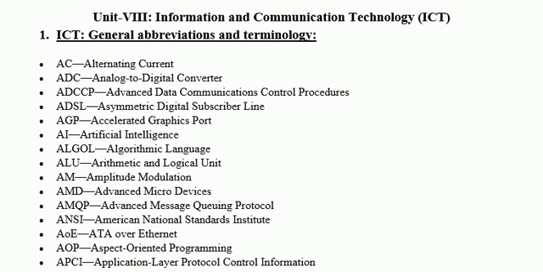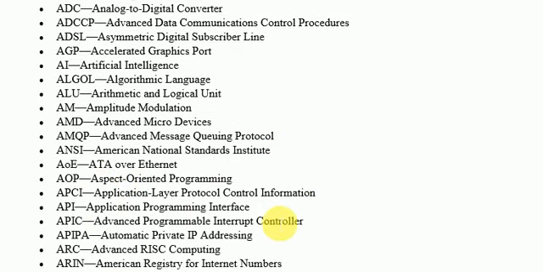The next one is AOP. AOP stands for Aspect Oriented Programming. It is one type of programming. Then the next one is APCI, Application Layer Protocol Control Information. It is one type of physical layer. Then API stands for Application Programming Interface. Then APIC, Advanced Programmable Interrupt Controller.